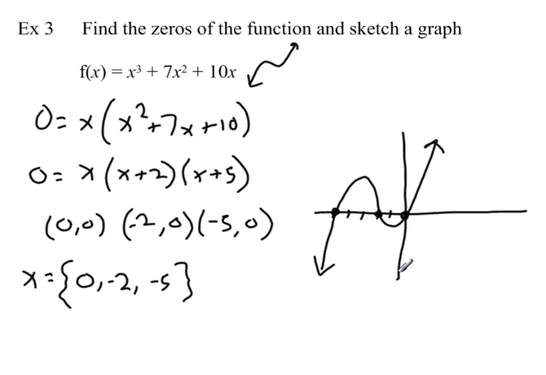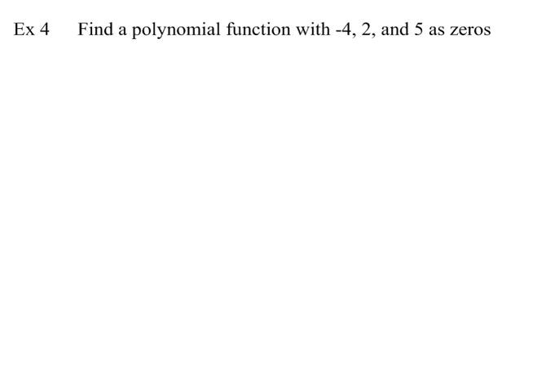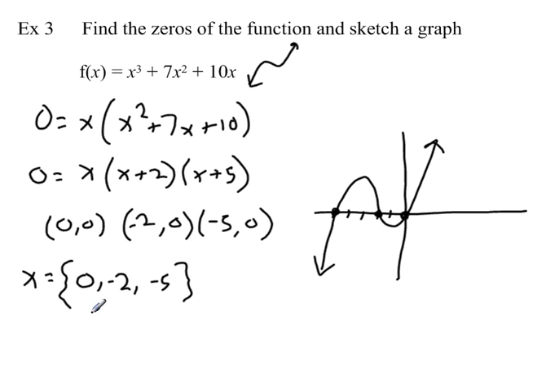Okay, so let's take a look at a little different kind of problem. So now we know how to find the zeros, how to sketch a general graph. What if we have to go the other way? What if we know the zeros and we need to come up with the function? Let's just think, I'm going to go back and look at the last problem. If you start with your zeros, can we somehow go backwards and come up with the function?